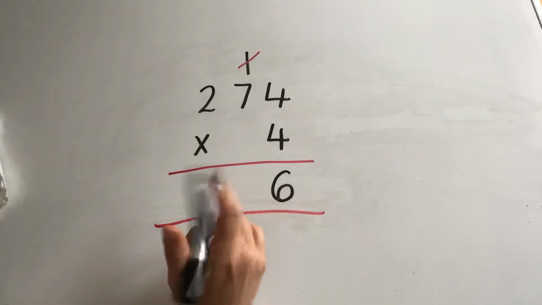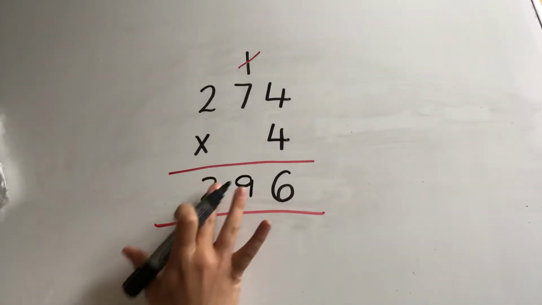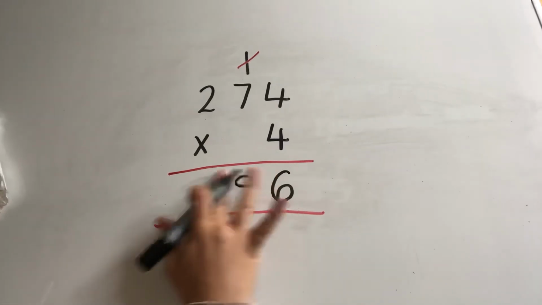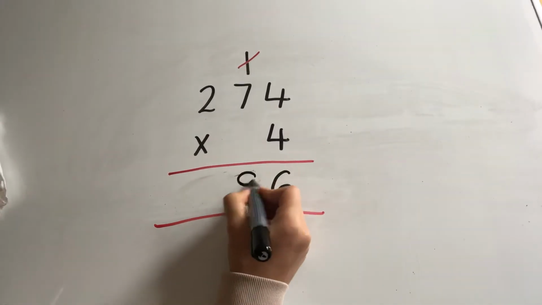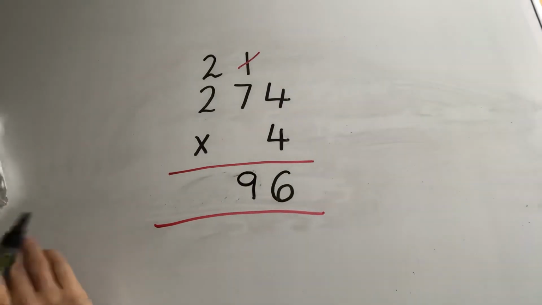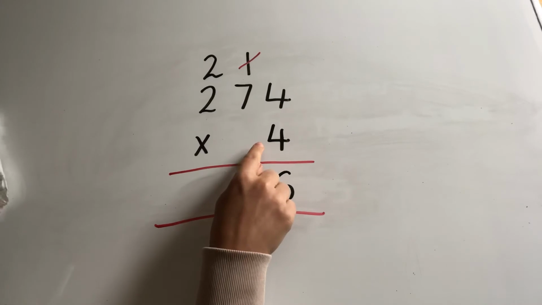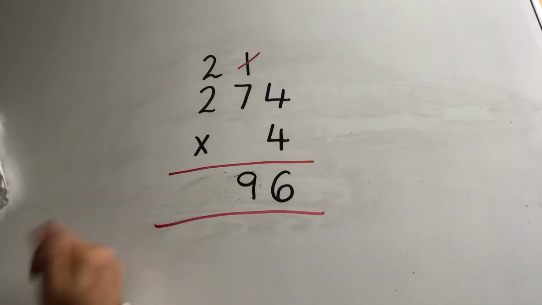So 29, we can't put 29 down here because then we'd be moving into our hundreds column. So we must rename it. So 29 tens, we rename to 9 tens and 2 hundreds. So we carry that 2 hundreds. Then we go 4 groups of 2, which is 8, add 2. 8 plus 2 is 10.